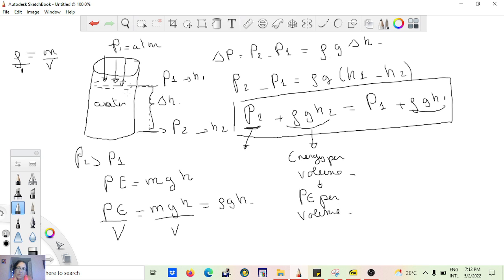If you take a volume of 1 meter by 1 meter by 1 meter, its potential energy is going to be rho g h for one cubic meter, and higher up the potential energy will be less. So that expression is the gravitational potential energy per volume, so I should put a G here. And you can also see pressure as an energy per volume.